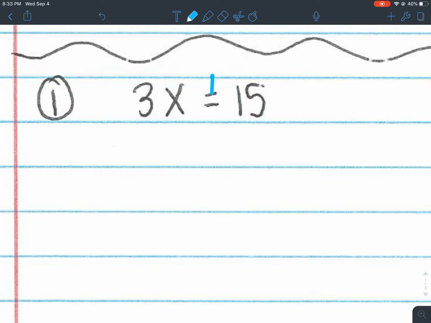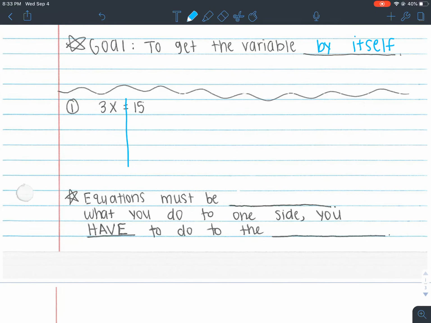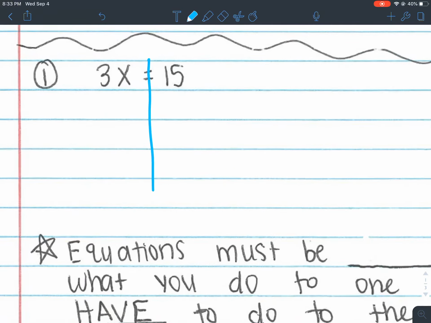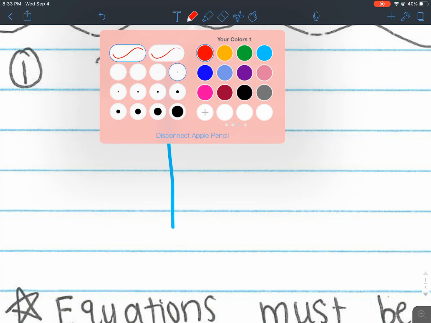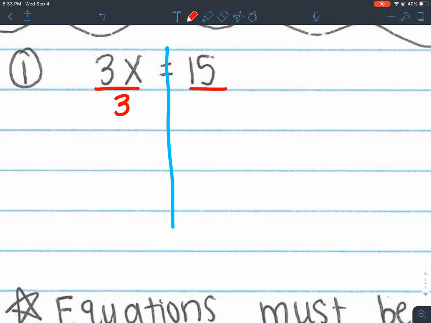We're going to draw a line through all of our equal signs so that we have a little wall here. We want to make sure we understand that these are opposite sides, so anything you do to one side, you have to do to the other side. We said that the inverse of multiplying is dividing, so I'm going to divide both sides by 3.